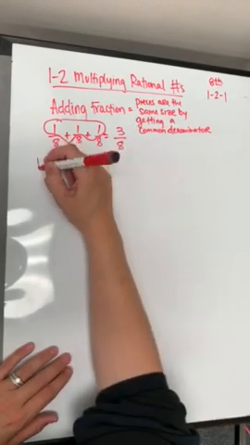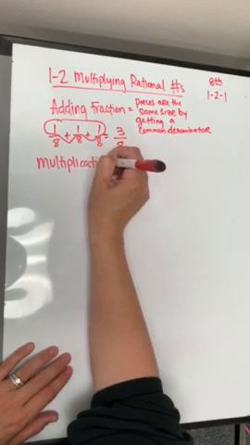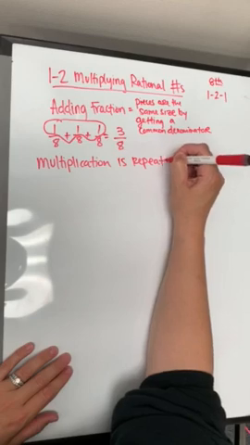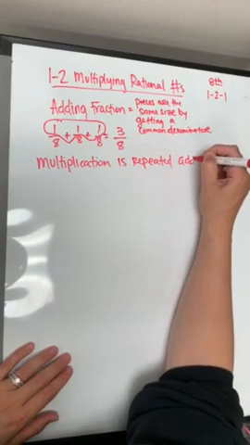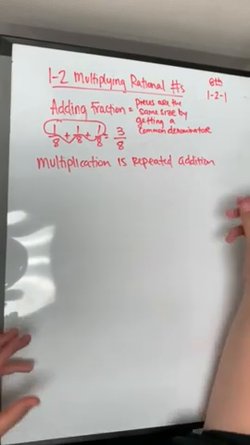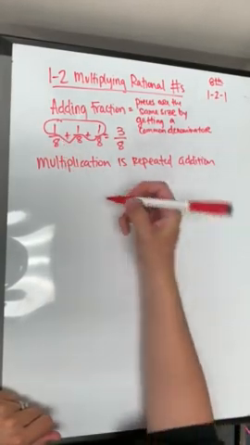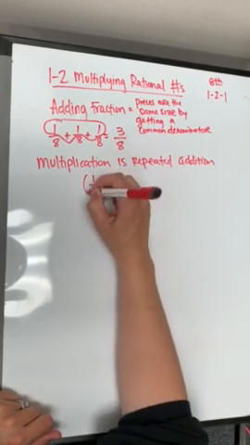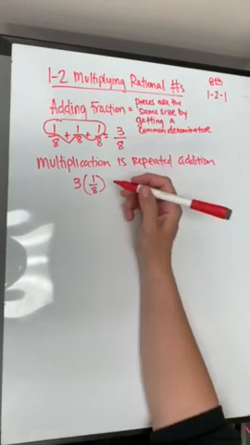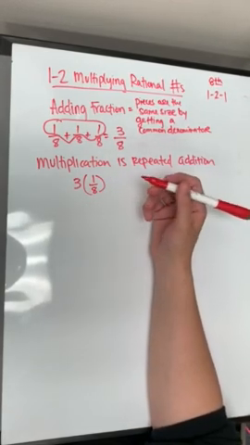So because multiplication is repeated addition, I can just ask myself, well, how many times did I add 1/8? Well, I added 1/8 3 times. So this is what we're really working with.